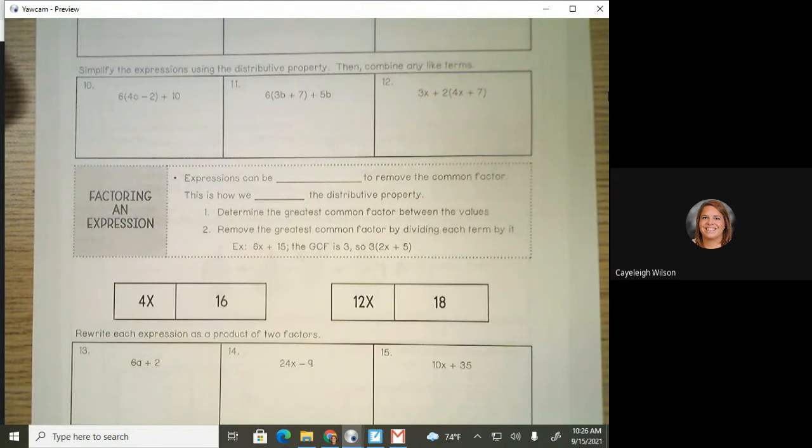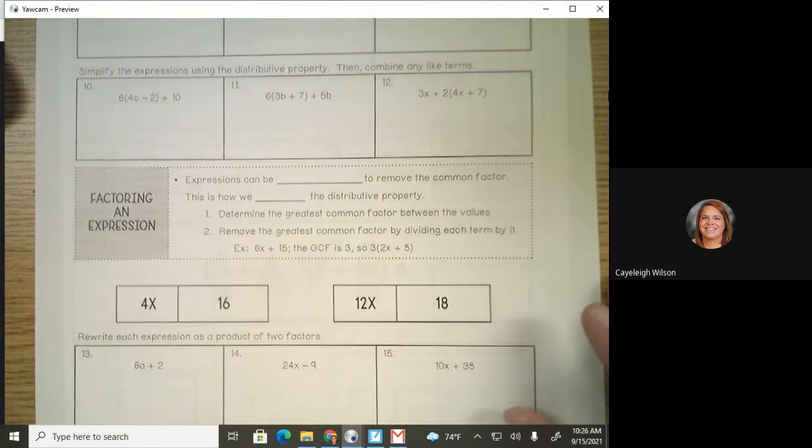Okay, so let's look at our notes from yesterday. So everybody should have these. I'll give you a second to get them out if you don't.